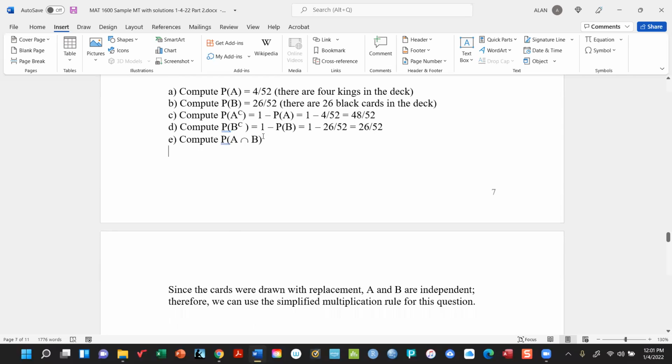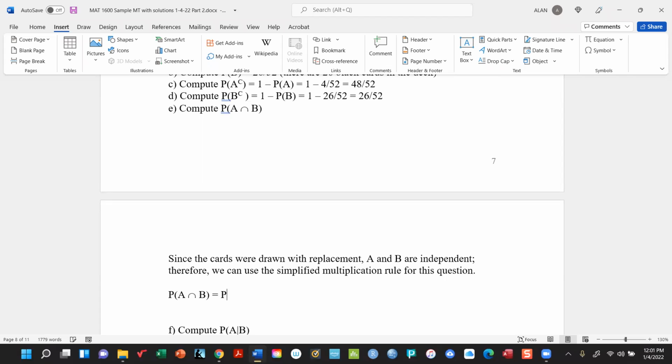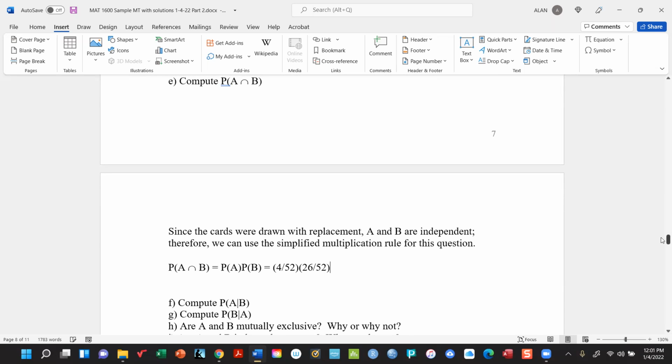Okay, well, that was a little tricky. Basically, all you're going to do is multiply the probability of A times the probability of B, which we know is 4 over 52, times 26 over 52. And if you multiply those out, you're getting 104 over 2704. It reduces very nicely to 1 out of 26.